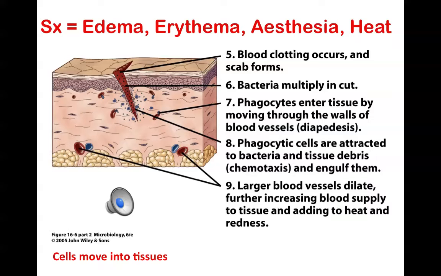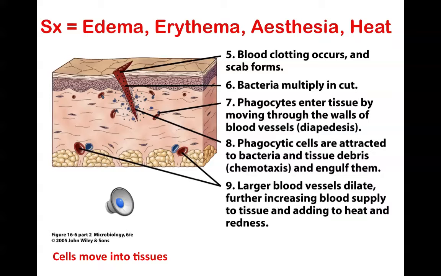So the movement of phagocytic white blood cells from the blood into infected tissue is called diapedesis. These phagocytes are attracted to the bacteria and any dead and dying cells of our skin, and they're going to migrate by attraction to these chemicals. The attraction to various chemicals that triggers movement of cells is called chemotaxis.